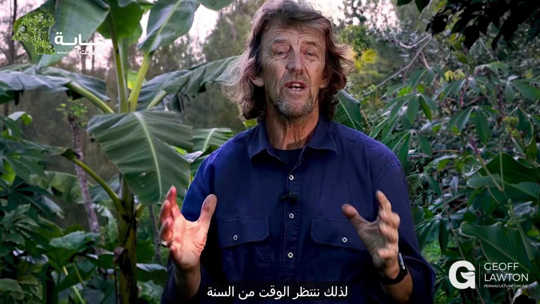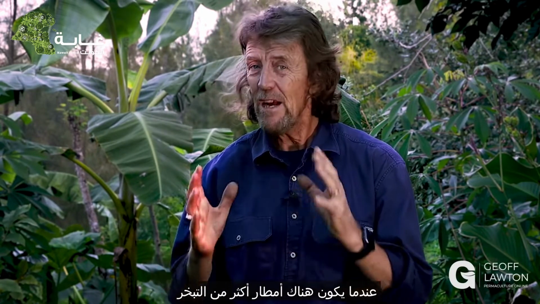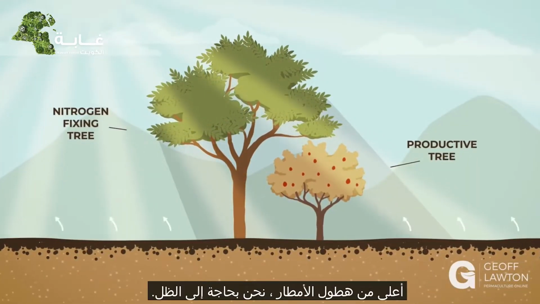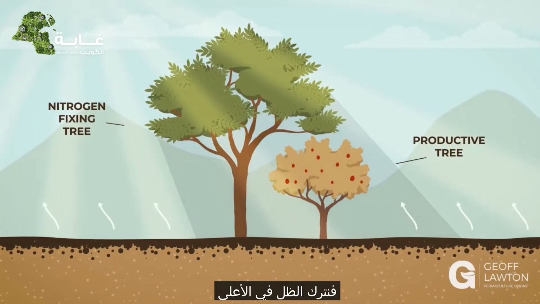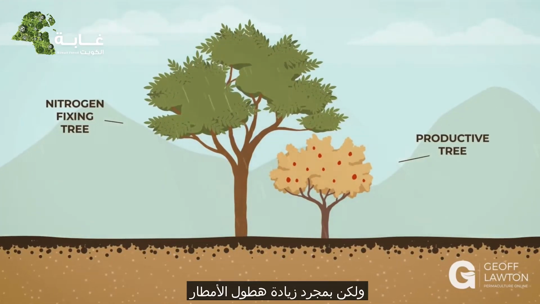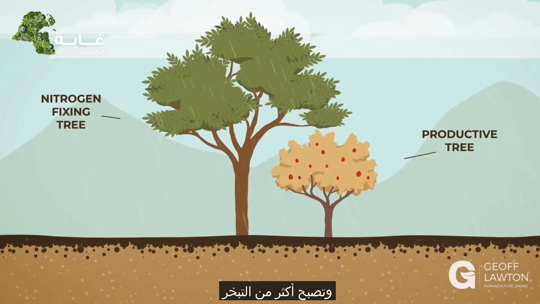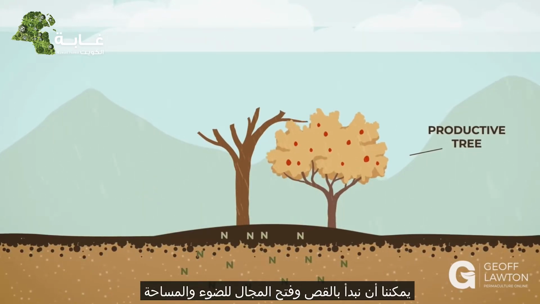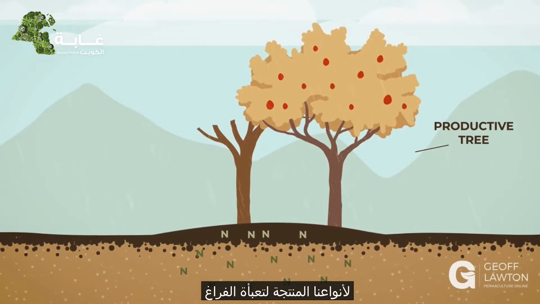So we wait for the time of year when there is more rainfall than evaporation. After the period where it's been dry and the evaporation is higher than rainfall, there we need shade and we leave the shade up. But as soon as the rainfall gets heavier and higher than the evaporation, we can start to cut and open up light avenues and space for our productive species to take up the gap.